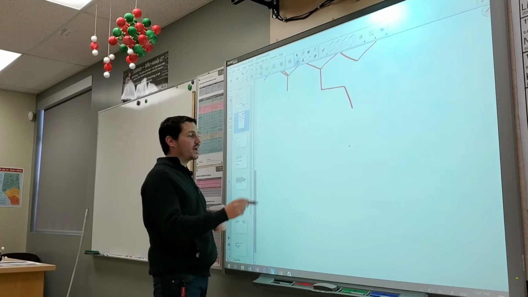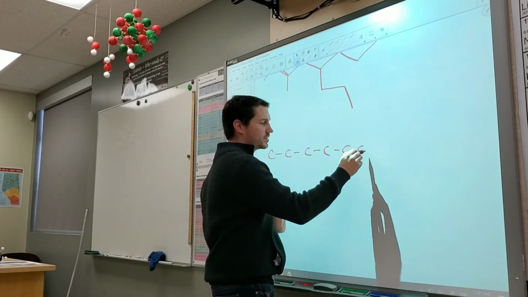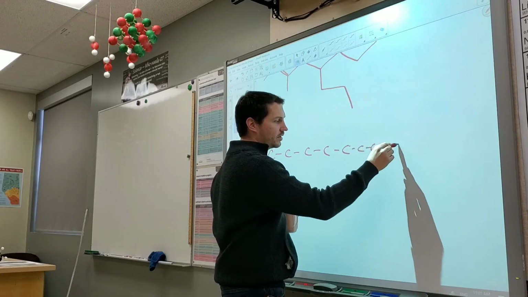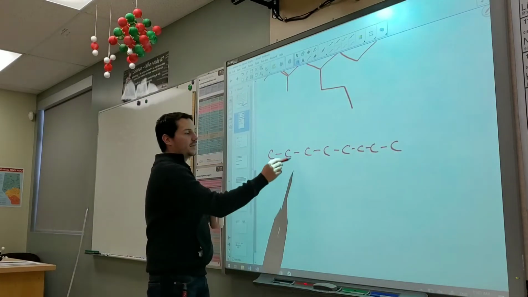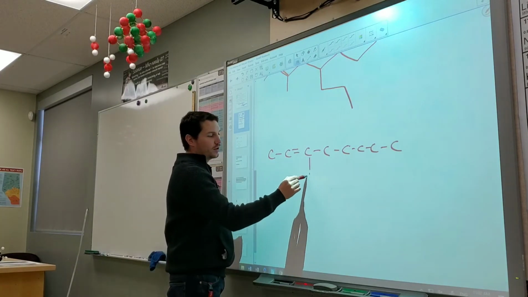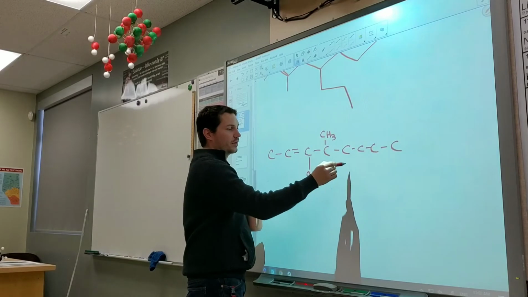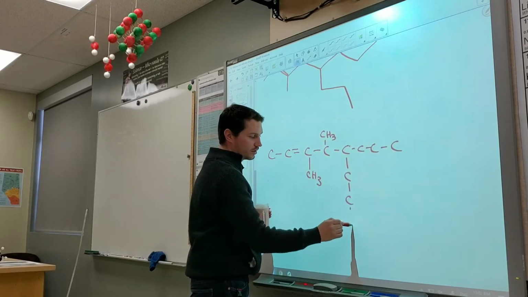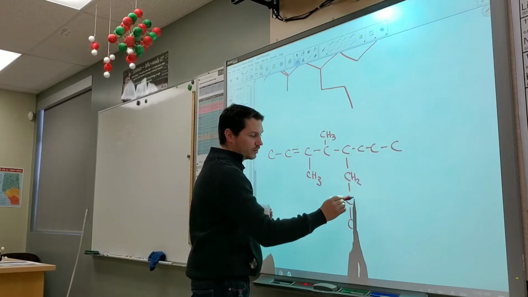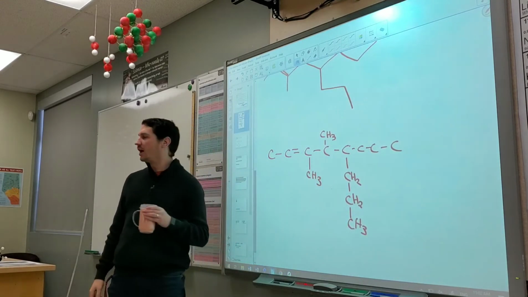As a condensed diagram, 1, 2, 3, 4, 5, 6, 7, 8. And the double bond is in between 2 and 3. And then we need a methyl here, a methyl here, and a propyl. And then I would just fill in all the hydrogens, right?